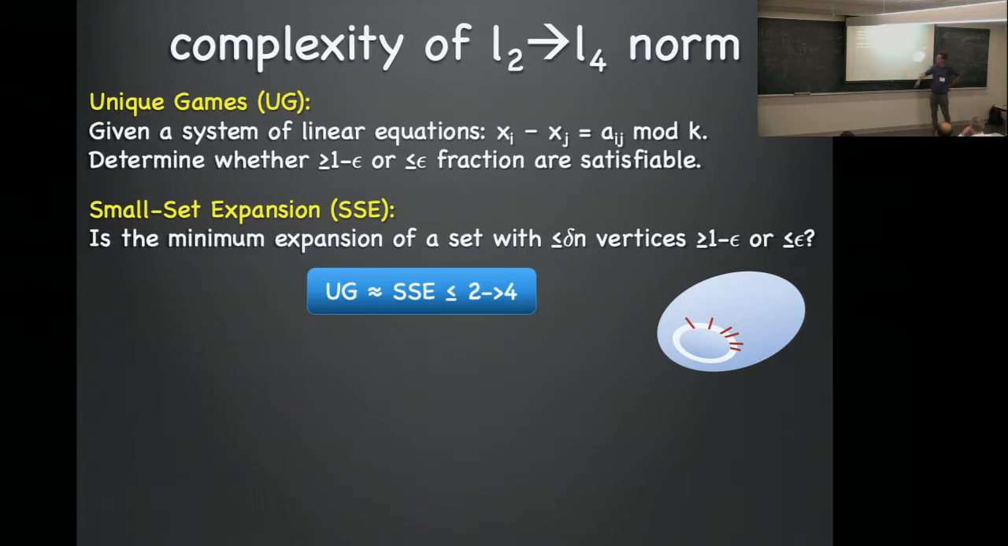And so, why is it true that if you can solve the 2 to 4 norm problem, you can solve small set expansion? The connection is a little bit like, if you're familiar with Cheeger's inequality, the connection between ordinary graph expansion and the 2 to 2 norm. You can relate the expansion of a graph to the second largest eigenvalue of the adjacency matrix. Right, so the largest eigenvalue will just be the stationary distribution.